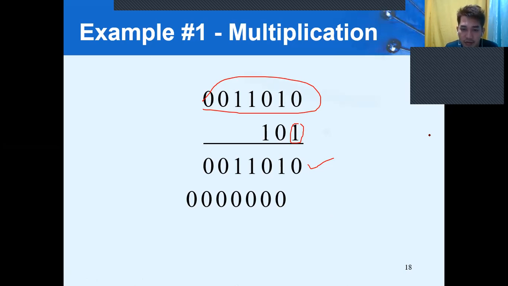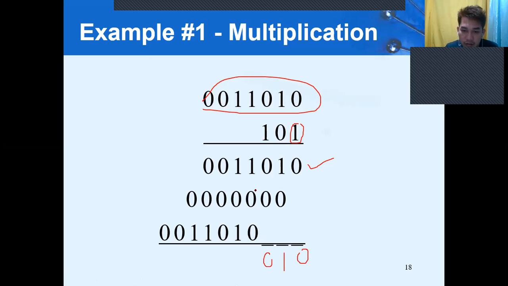Then, another 1. Okay. Then, of course, sa multiplication method, just have to add this. So, 0, 1, 0. 1 plus 0 plus 0, that is 1. 1 plus 0 plus 1, that is 0, remainder 1. Okay, then bring down 1 since 0 na siya lahat. Then 1, 1. Okay, so ito na yung final result.